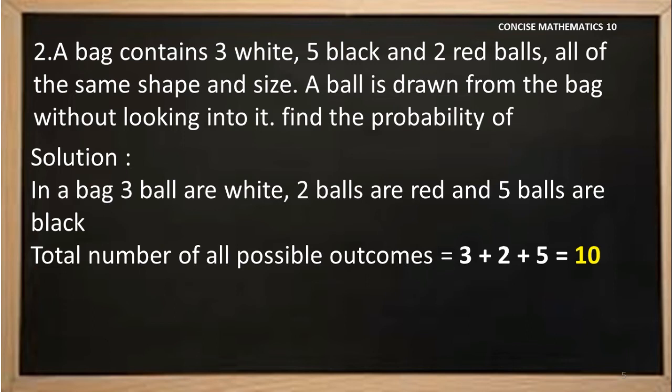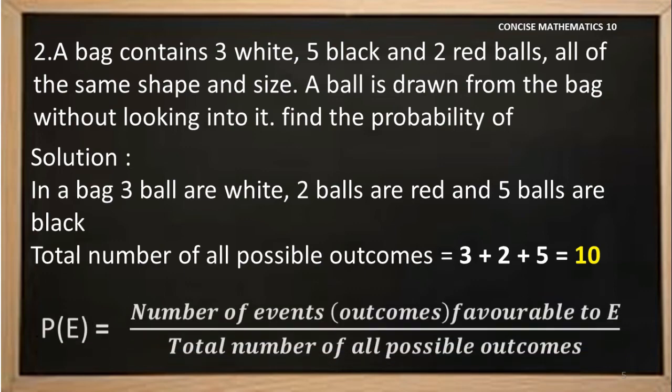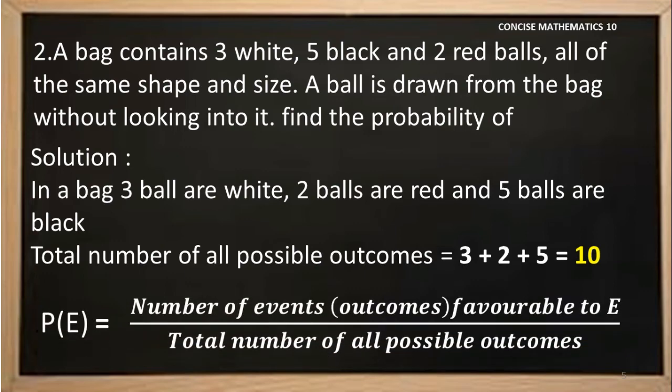In a bag there are 3 white, 5 black and 2 red balls. So all possible outcomes means how many times you can take a ball from a bag. You can go on drawing the ball from the bag. You can do it 10 times because there are 10 balls in it. But now let us see what the condition is. The condition is the probability that the ball drawn is a black ball.